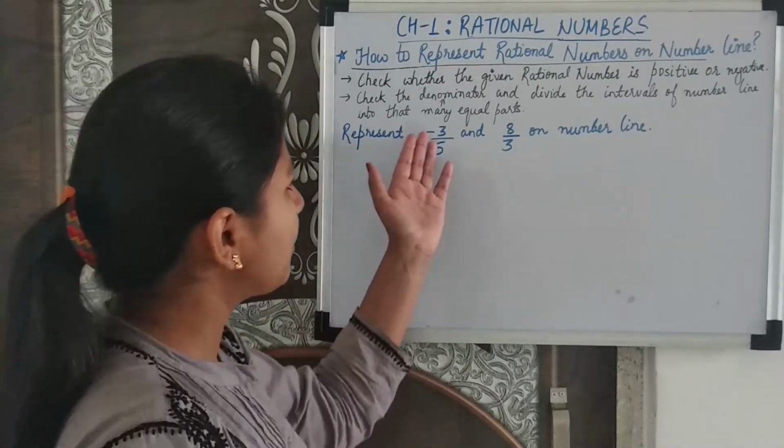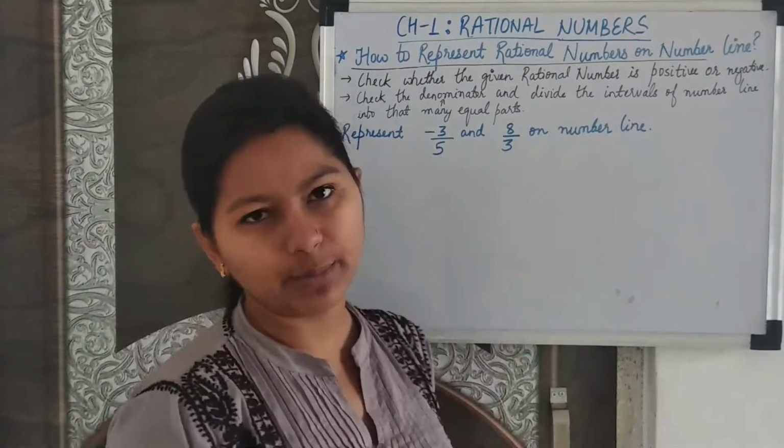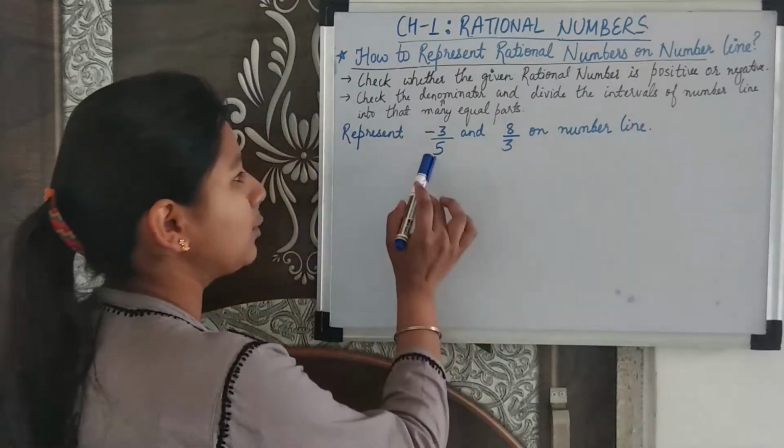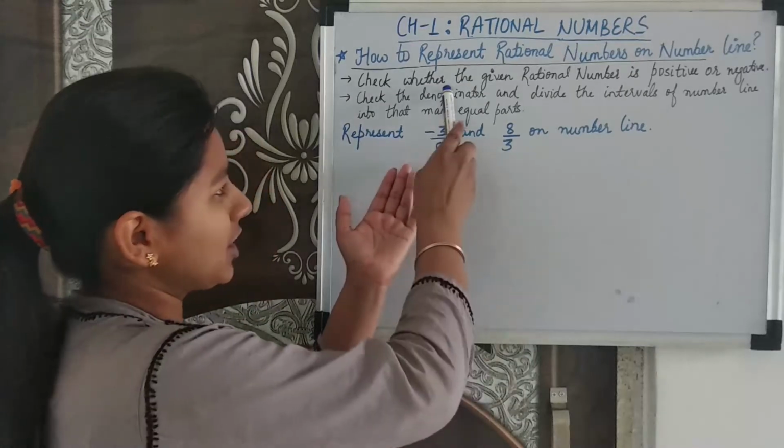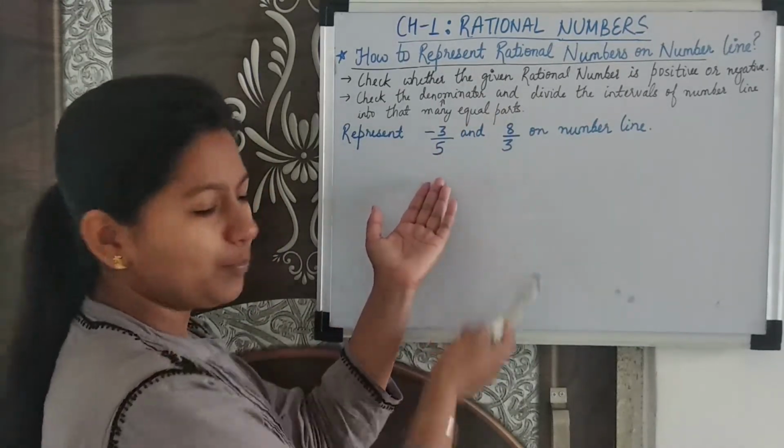We have to represent minus 3 by 5 and 8 by 3 on number line. First I am going to represent this minus 3 by 5. Now the first step, check whether it's positive or negative.